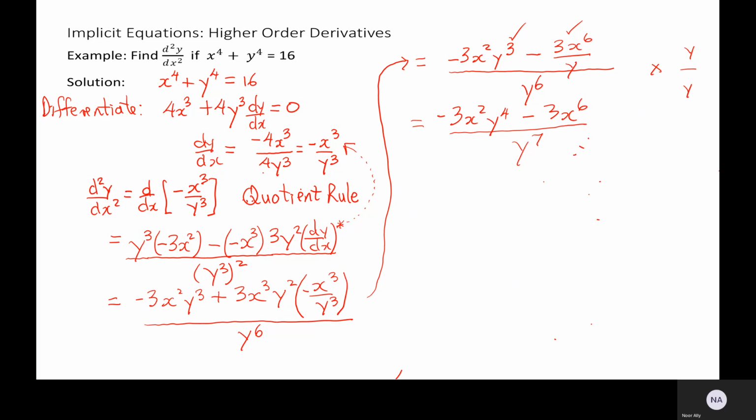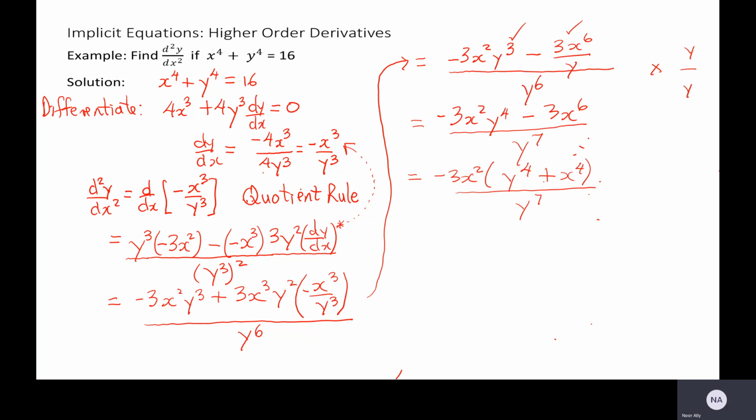Can this be simplified in any way? Yes, it can. I can remove minus 3x squared as a common factor. Let's see what happens. Y to the 4th remains, plus, now remove 3x squared from there, x to the power 4. Divide that all by y to the power 7.